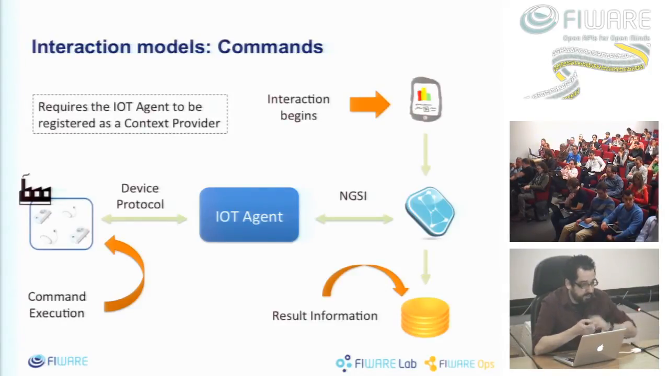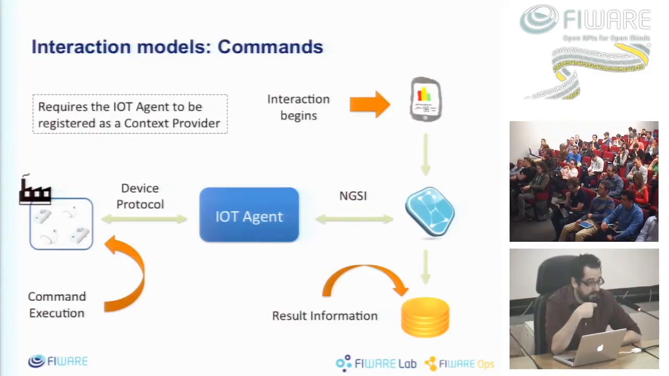Lazy writings are synchronous, so when the user sends a request to the context broker, the response to that request is not sent until the IoT agent has written the information in the device and has an answer to the written information. So in this case, you have a synchronous operation. You will have a context broker error if the information couldn't be written in the device. In the case of the commands, the process is asynchronous.